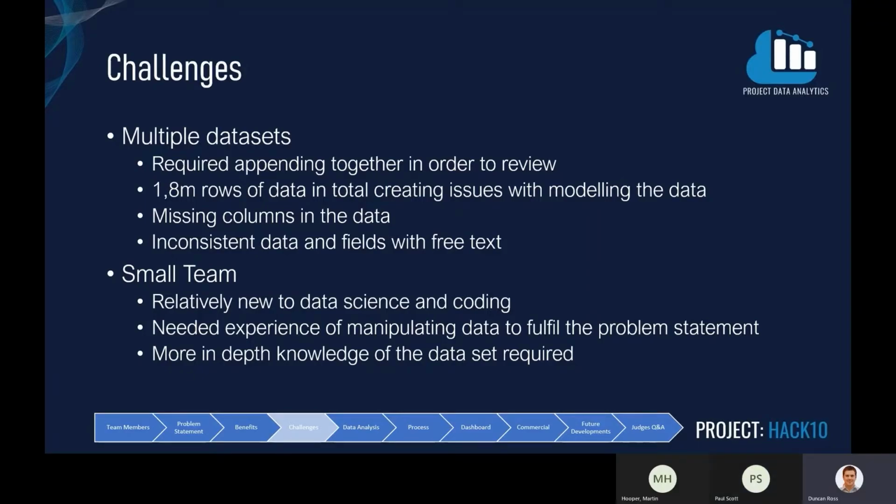So the challenges that we faced during this hack were that we had multiple data sets over multiple files, and they took a lot of time to get to grips with and also manipulate in Power BI and Python. We also had some problems with missing data and inconsistencies in the data as well. Regarding our team, we had quite a small team and we were all fairly inexperienced in data science and coding. So I think we would have benefited from having a larger team with a wider skill set to improve the final solution, and also having better domain knowledge of the data set would have been beneficial.